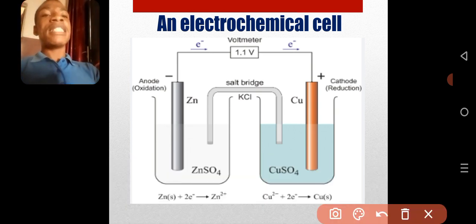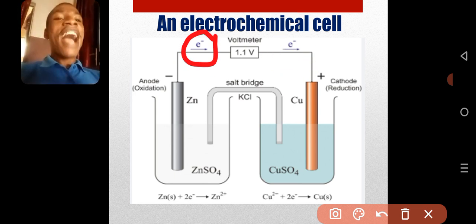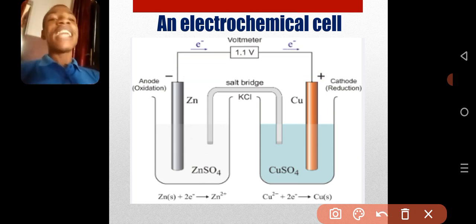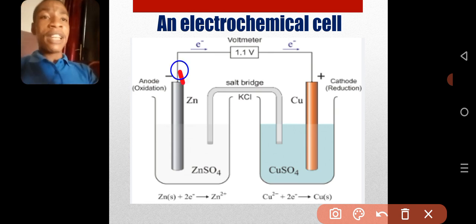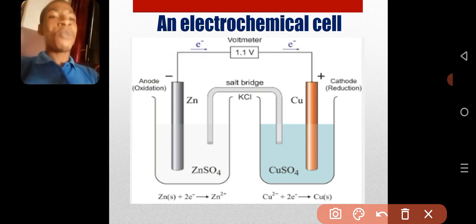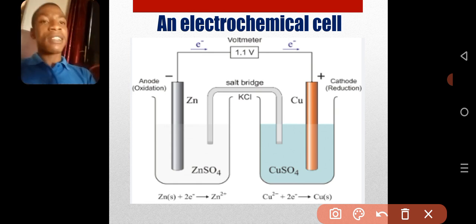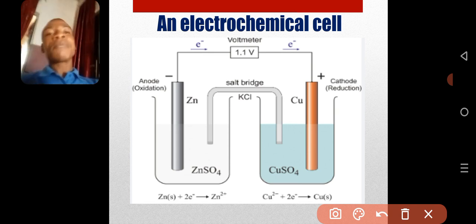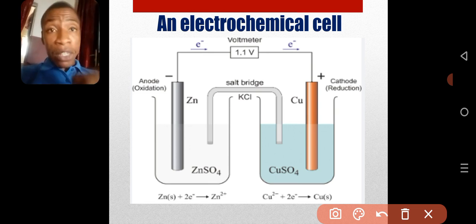As you can see, the arrow is moving like this. So as you join the two half cells through a wire, it is through the wire that the electrons will begin to flow. And what will be the direction of the electron flow? From the higher metal to the lower metal. So the higher metal half cell will be the anode, while the lower metal half cell will be the cathode.